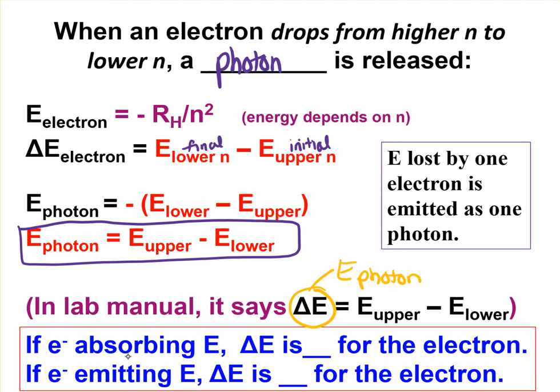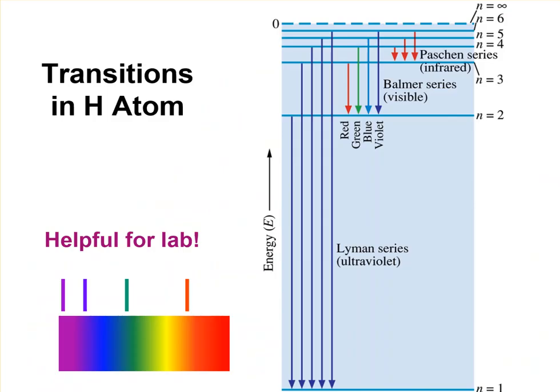So if an electron is absorbing energy, the change in energy is positive for the electron. If it is emitting energy, the change in energy is negative for the electron. Okay, this chart will be helpful in lab to kind of figure out what's going on.